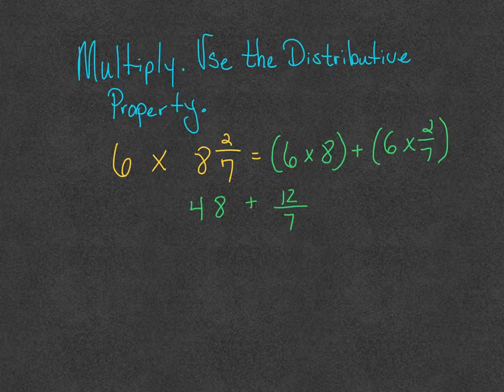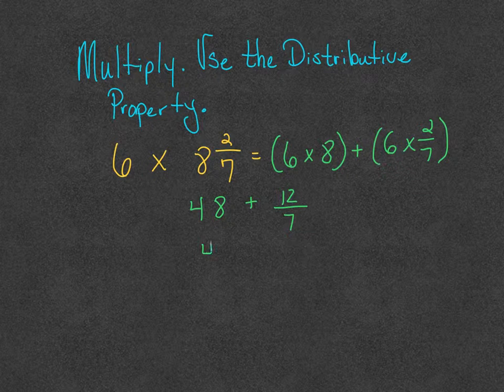Now we have to make sure that this improper fraction is simplified into a mixed number. We can't leave this like that. So we've got to find how many wholes we have in here. 7 times what gives us close to 12? Well, 7 times 2 is 14. So that's a little bit too much. So we definitely don't have 2 wholes in that. But what we do have is 1 whole.